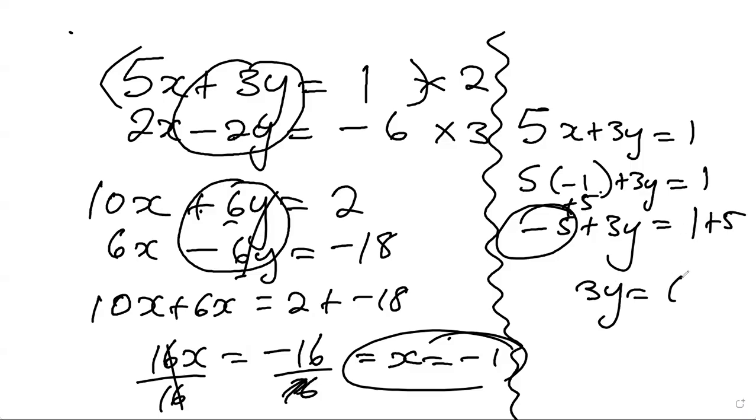So 1 plus 5 is 6, and then we divide by 3. So y equals positive 2. So x is negative 1, y is positive 2. You can note that down. Try one more quickly.